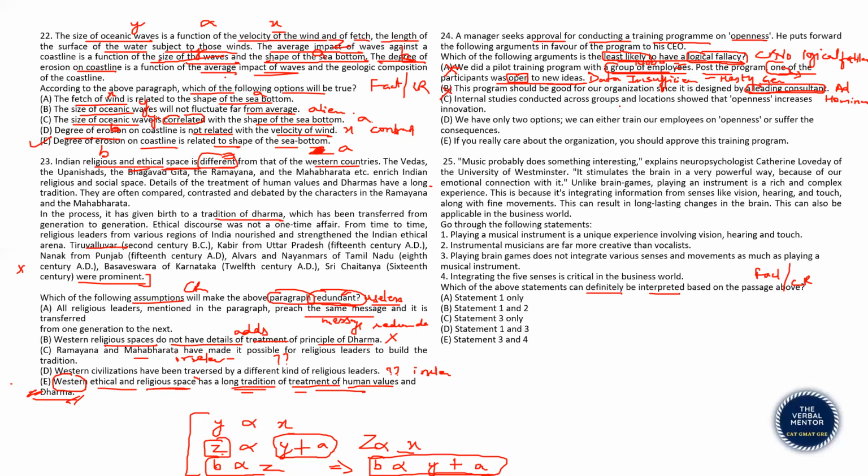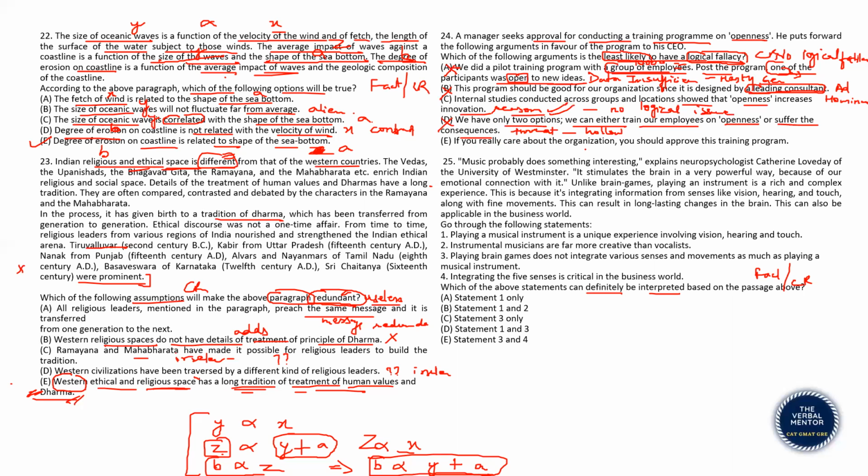Internal studies conducted across the groups and locations showed that openness increases innovation. That's a reason why openness is important. So it does not seem to have any logical issue here. Maybe C is the answer. Let's see. We have only two options. We can either train our employees on openness or suffer the consequences. That's a threat, and this is hollow of any reason. So it has a logical fallacy.